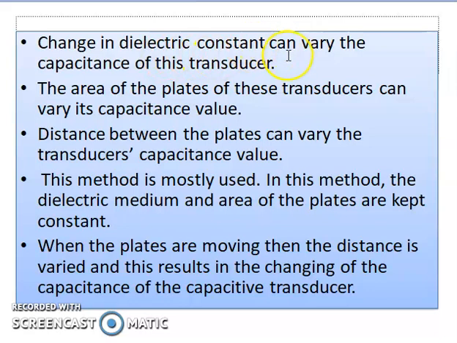Now, a change in the dielectric constant can vary the capacitance of the transducer, and the area of the plate of the transducer can also vary the capacitance value. And another factor is the distance between the plates. They can vary the transducer capacitance value. And this method is mostly used. In this method, the dielectric medium and the area of the plates are kept constant. When the plates are moving, the distance is varied, and this results in a change of the capacitance of the transducer.